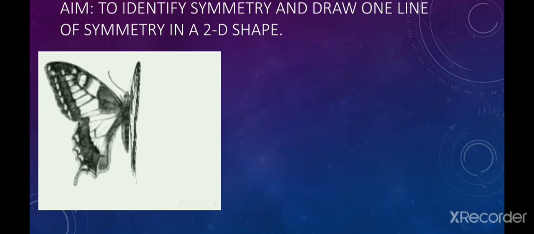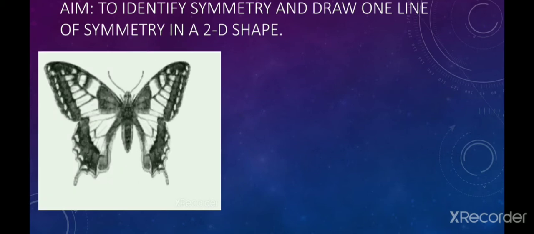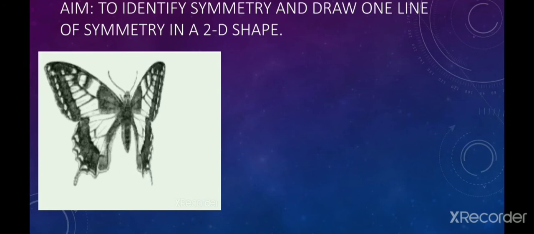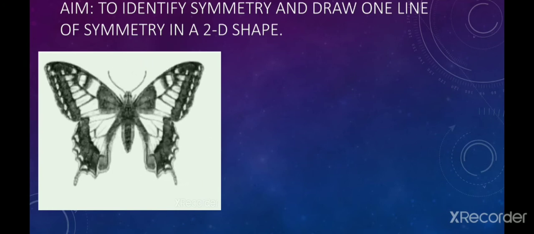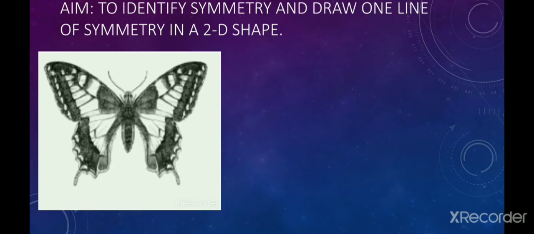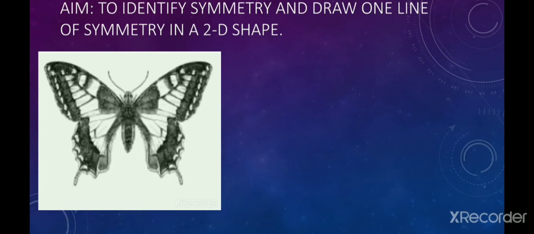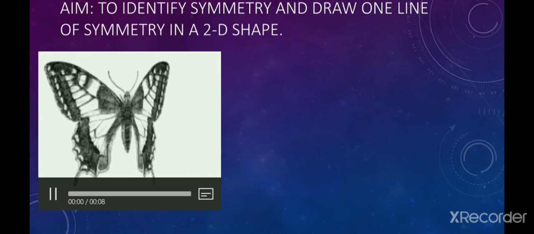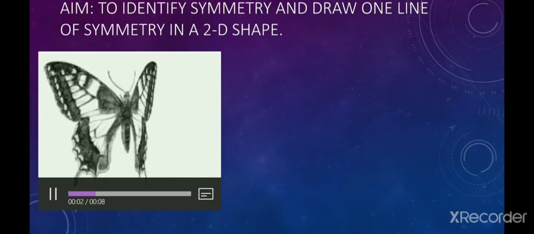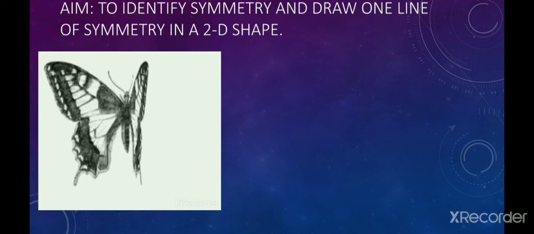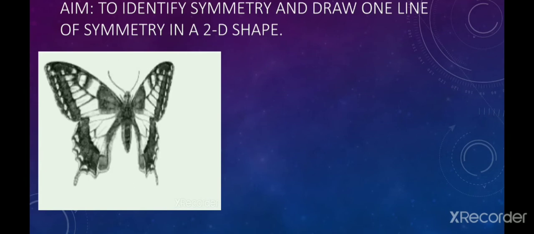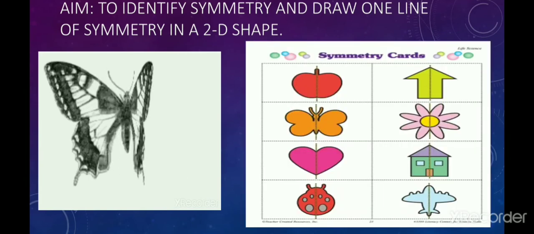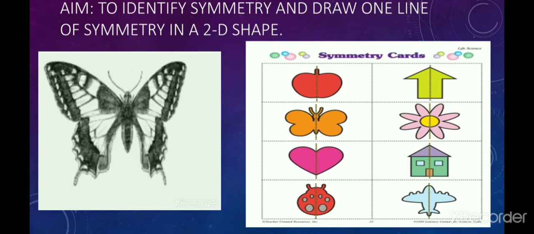For example, this butterfly you can see on your screen. When it is folded through the center, then both the parts on the left hand side and the right hand side are identical, okay, or are the same, or look like mirror images of each other. Now coming to the next example, you can see different examples in the symmetry card.